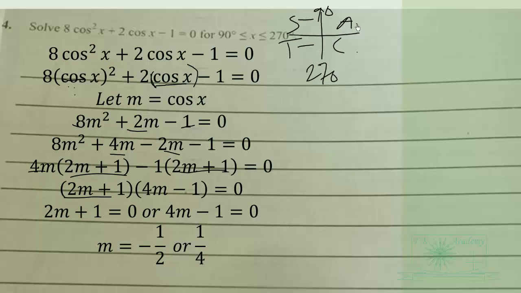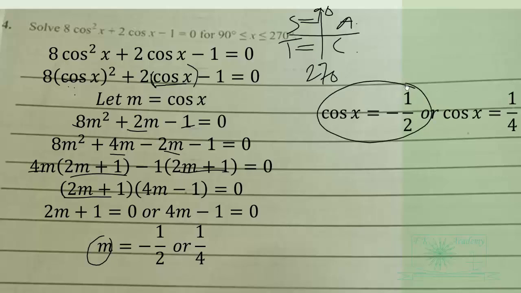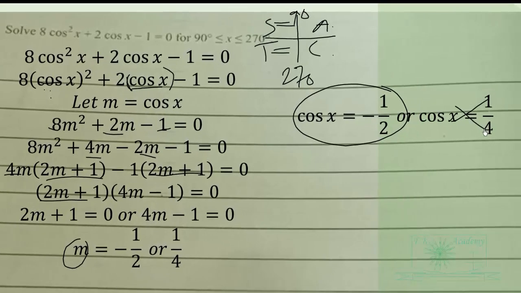So that is not what we are looking for. We are looking for where cos is negative. So the negative half is what we are going to use, because cos is negative in this quadrant and this quadrant. So we are going to make use of cos x equal negative 1 over 2, because we are going to discard this one since it is not part of the range we are looking for.